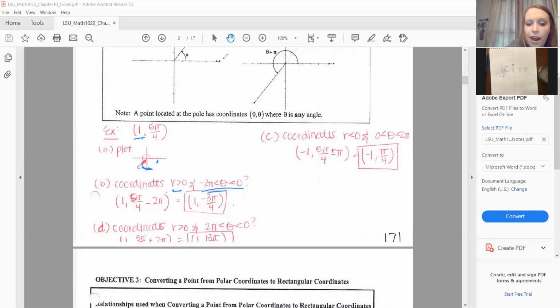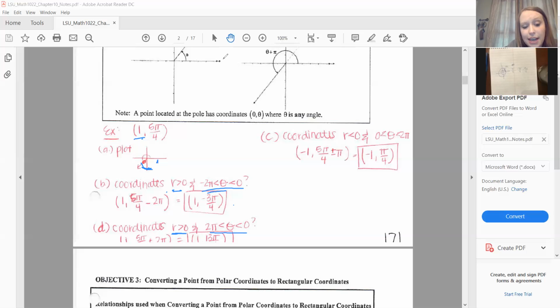Then they want when r is positive again and theta is greater than 2 pi, but less than 0. I think I wrote something wrong. It might look like that on there. I kind of cut this one off so you can't see. But what this one is basically doing is making a circle and then going back around.